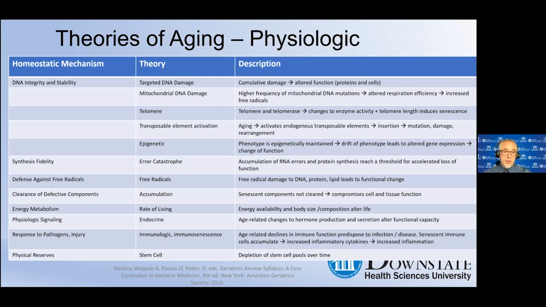And then there are physiologic theories of aging, right, which cross from theories surrounding DNA integrity and stability. A very common theory involves the telomere changes, the shortening of telomeres as we age, contributing to physiologic aging. But also the theory surrounding free radical damage to DNA, synthesis fidelity, energy metabolism, physiologic signaling, response to pathogens or injury, and changes to physiologic reserves.